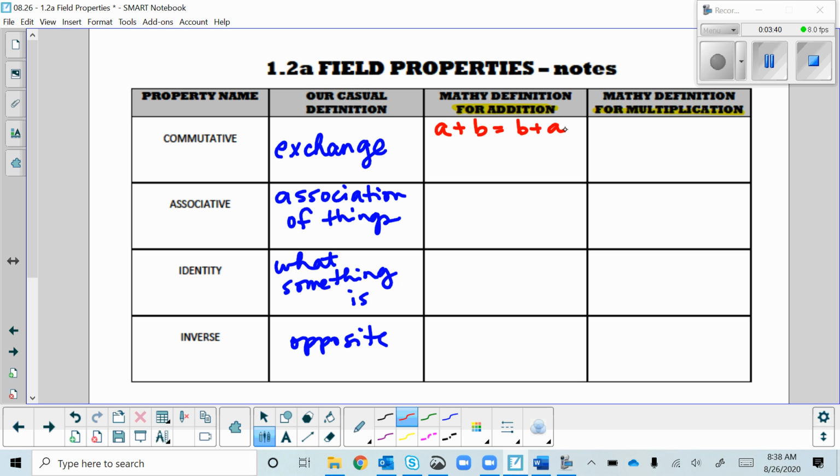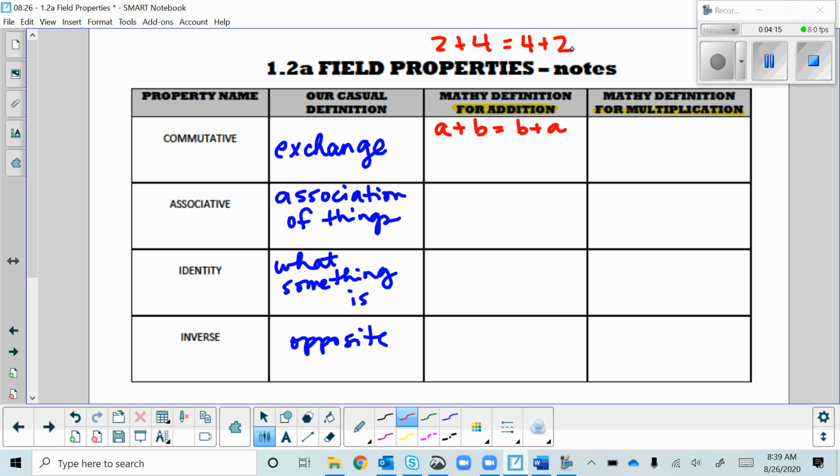I'm going to write it down and then talk about it. So the commutative property for addition says if you have two numbers A and B, it doesn't matter the order that you add them in. So A plus B is going to give you the same answer as B plus A. And if we just pick two simple numbers to show that, we know that 2 plus 4 gives me the same answer as 4 plus 2. The order that I add them doesn't matter.